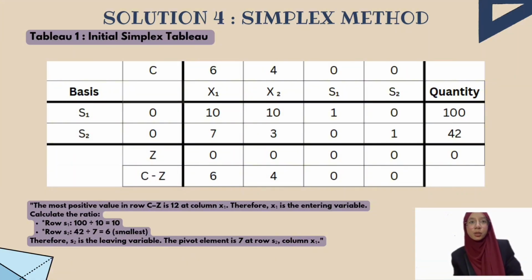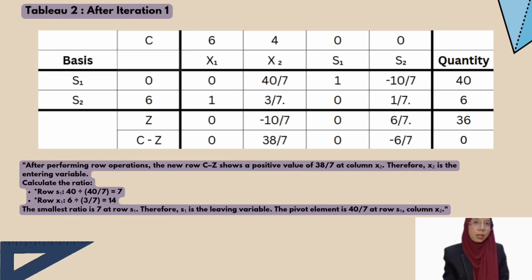Next, we calculate the ratio to find the leaving variable. For row S1, 100 divided by 10 equals 10. For row S2, 42 divided by 7 equals 6. The smallest ratio is 6, so S2 is the leaving variable. Therefore, the pivot element is 7 at row S2, column X1. After performing all necessary row operations in iteration 1, we obtain table 2.